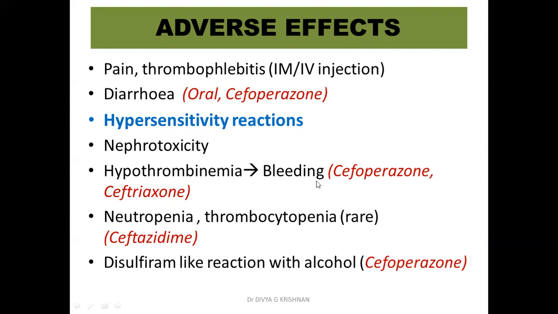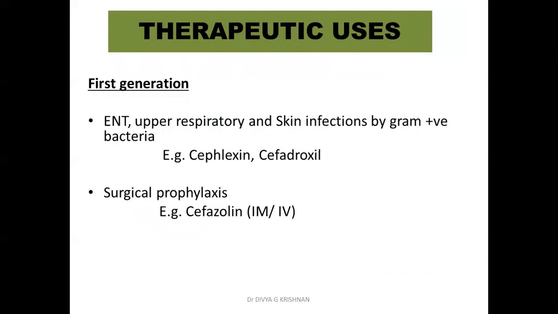Hypoprothrombinemia leading to bleeding is seen with cefoperazone, ceftriaxone. Then neutropenia, thrombocytopenia is rare. It's seen with ceftazidime. Disulfiram-like reaction with alcohol can be seen with cefoperazone. So I have just clubbed up all the adverse drug reactions together, and I have mentioned which one will be causing in particular. Therapeutic uses.